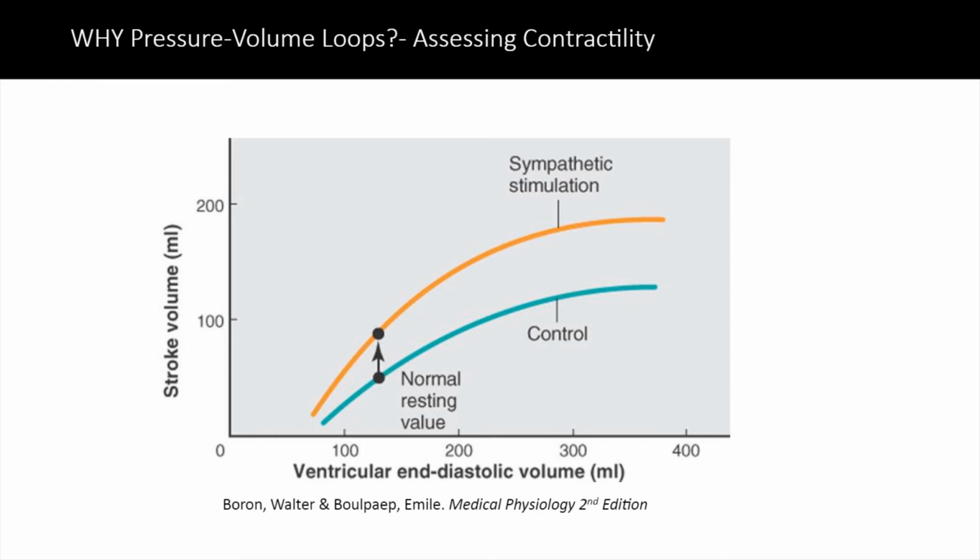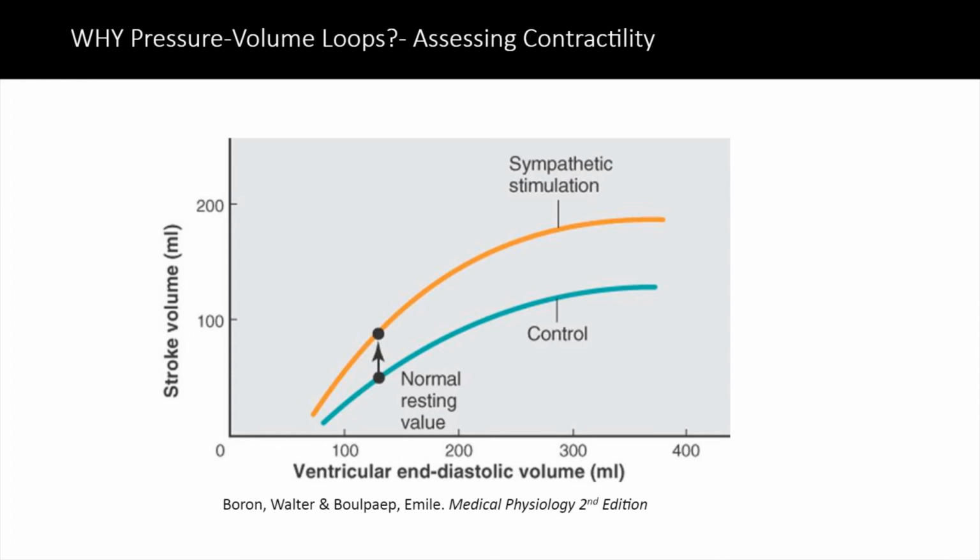Now, hopefully this figure looks familiar. This is the same Starling curve that we saw a few slides back, but this time you'll note that there's a second curve in orange. This orange curve demonstrates what a Starling curve would look like in the presence of sympathetic stimulation. In other words, this is a Starling curve showing the interplay of Starling effects and a positive inotrope.